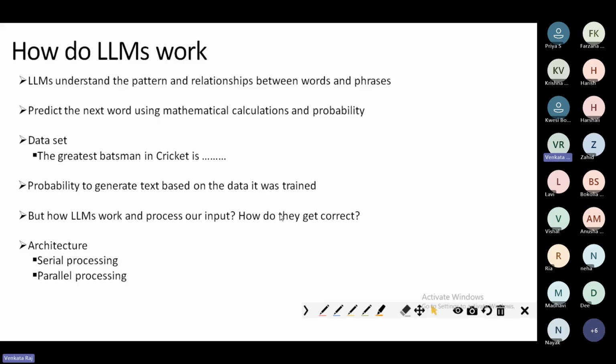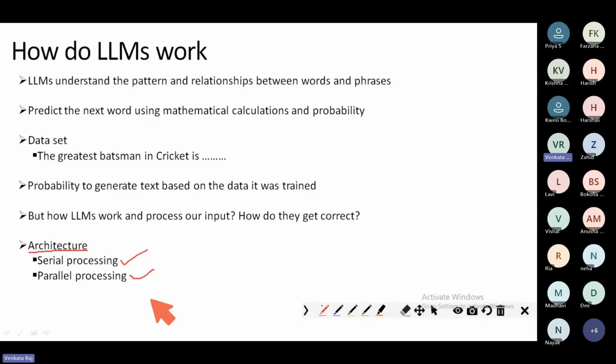So guys, there are different architectures based on which the data is processed. The first one is serial processing, and the next one is parallel processing, guys.